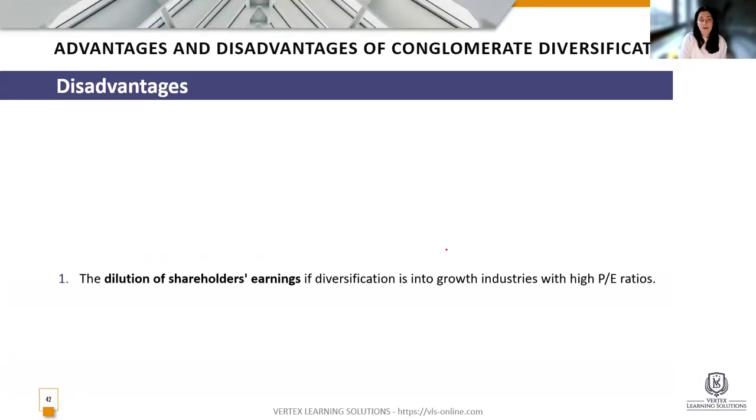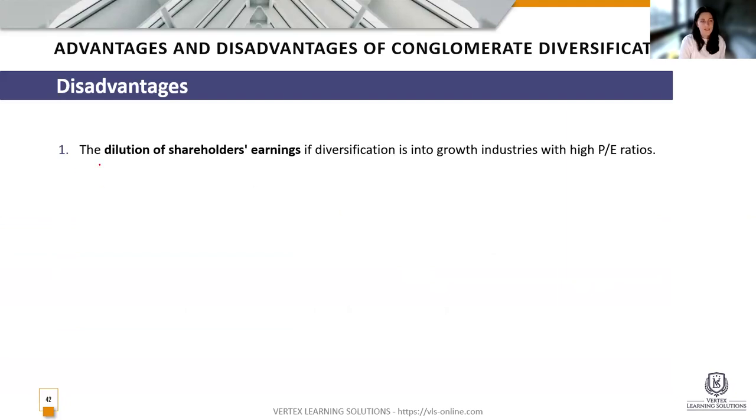It also will be connected with disadvantages. So first of all, it might lead to dilution of shareholders' earnings per share, if the diversification will happen into industries that have high price to earnings ratio. What does it mean? Well, price to earnings means that we take how much one share has a price, and we divide it by earnings per share. Earnings per share means profit after tax, divided by number of shares in circulation.